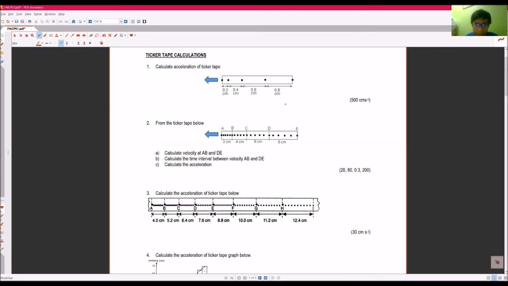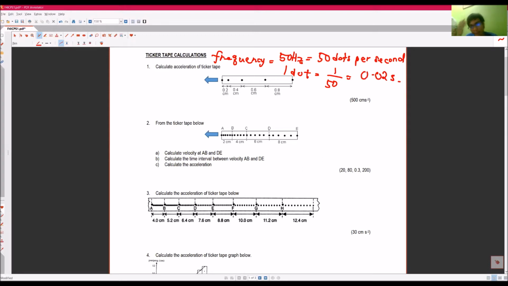Usually ticker tape has a frequency of 50 hertz. So how many seconds for 50 hertz? 50 hertz means 50 dots per second. So 1 dot equals 1 over 50, which is 0.02 second. That is the time needed to produce 1 dot in the ticker tape.